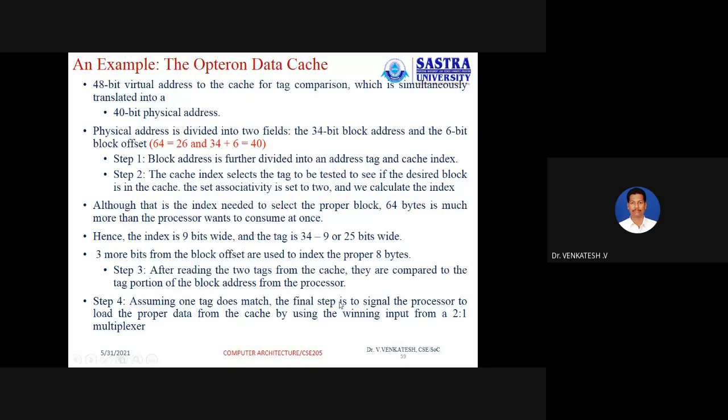So after reading the 2 tags from the cache, we are going to compare whether this block is available or not. If the block is available, that is going to be matched. So that is why, finally, we are going to load the proper data into the cache from the 2:1 multiplexer. Those are the steps. Okay.